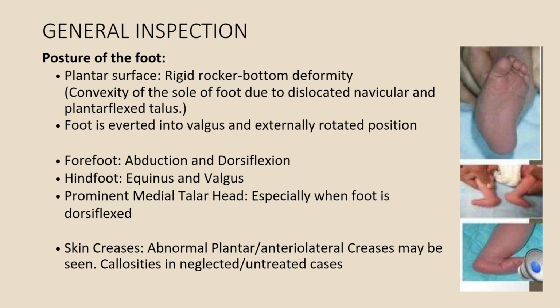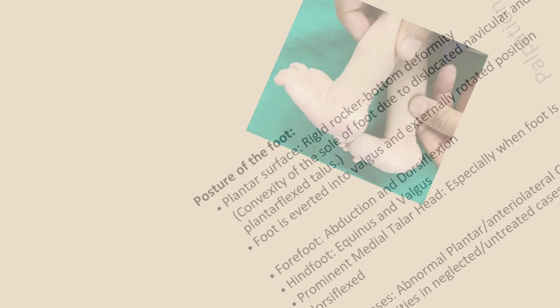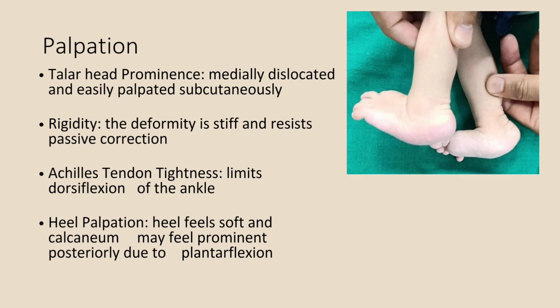On general inspection, the posture of the foot shows a plantar surface, a rigid equinus rocker bottom deformity, and a convex sole of the foot due to dislocation of the navicular and the plantigrade talus. The foot is everted in valgus and externally rotated in position. The hind foot is in equinus, with a prominent medial talar head, especially when the foot is dorsiflexed. On palpation, there is a talar head prominence on the medial side, dislocated, especially on subcutaneous palpation.